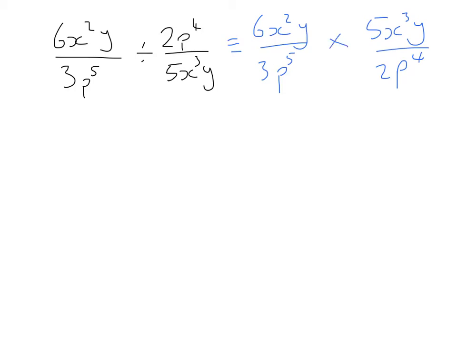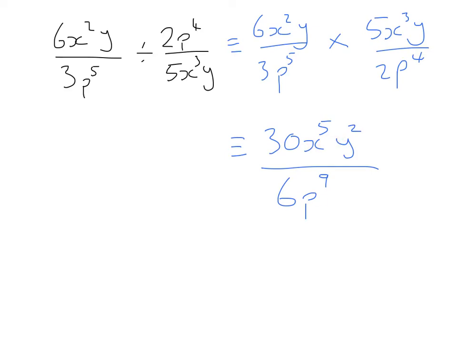This means that on top we have 30x to the power of 5 y squared, and on the bottom we have 6p to the power of 9. In this case we've used the index laws to add the 2 and the 3 to become x to the power of 5. The 2 secret 1's have been added to become y squared. 5 and the 4 became the 9.